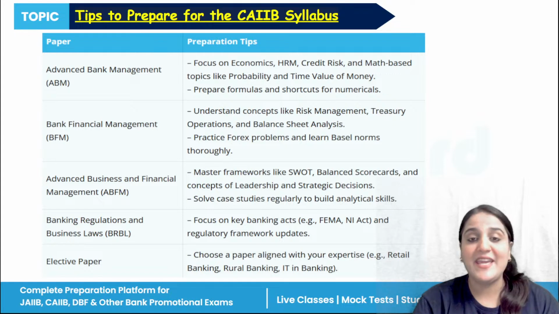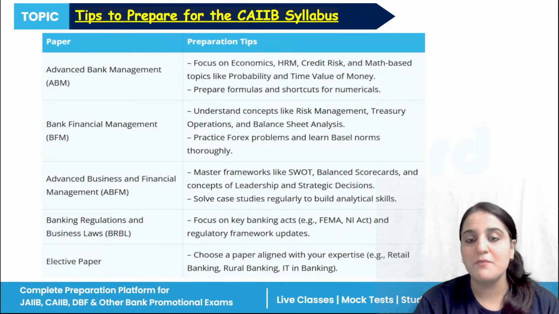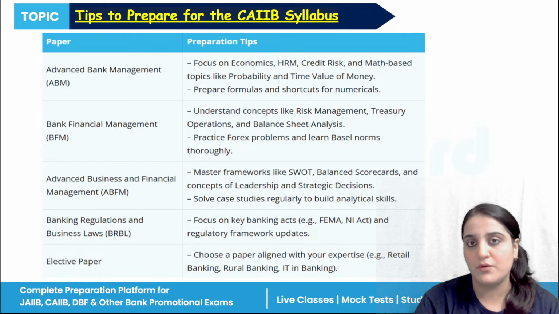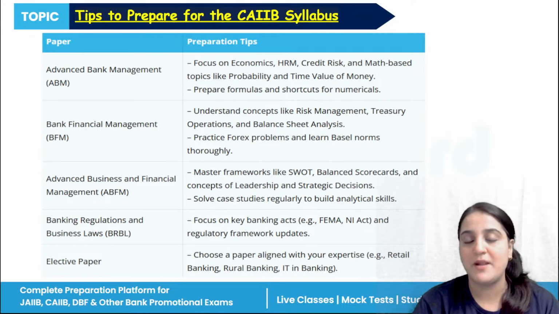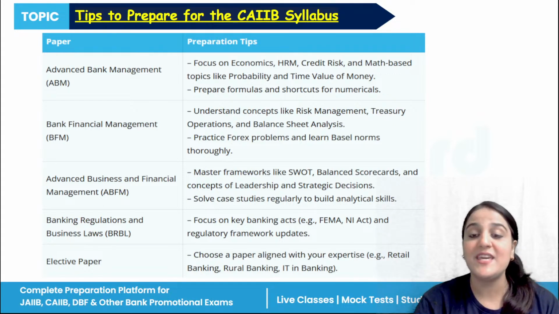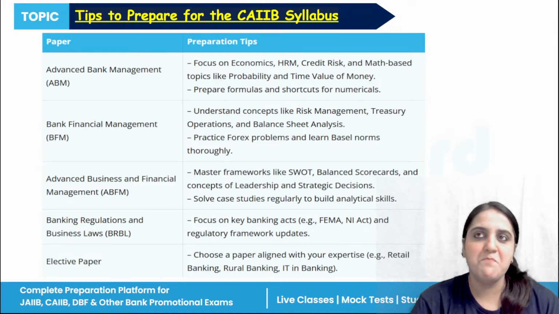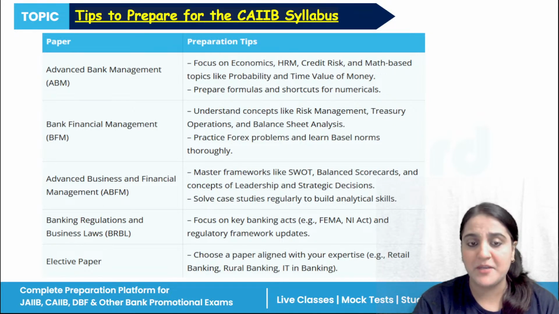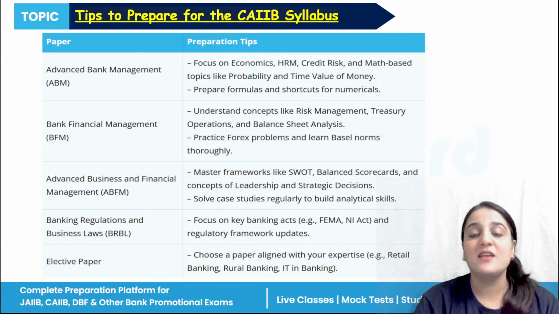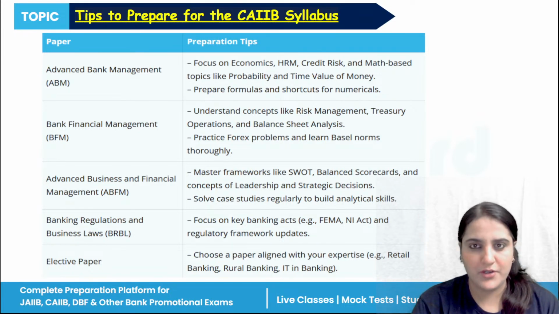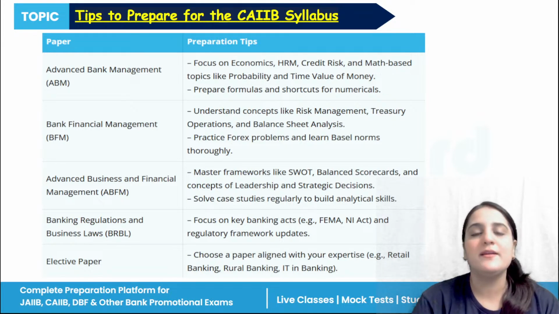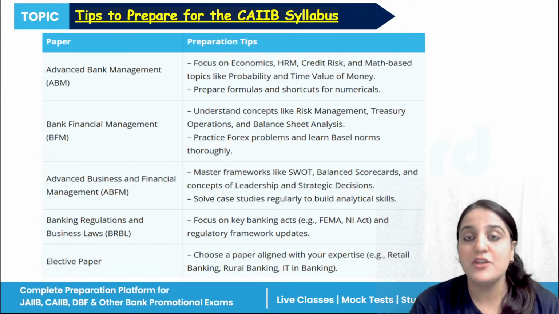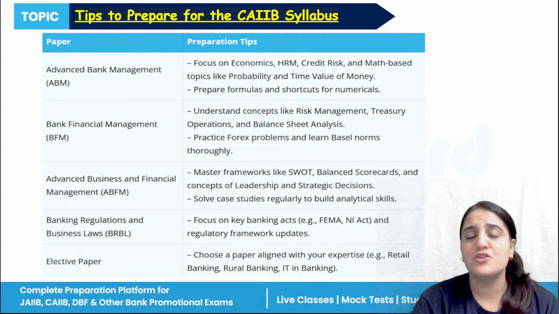If I talk about ABFM, Advanced Business and Financial Management, it deals with SWOT, a popular technique in management, balanced scorecards, concepts of leadership, and some strategic decisions. You also have to solve case studies, which are very important nowadays in examinations. BRBL is focusing on all the banking acts and regulatory framework updates. The elective paper is related to your choice and your expertise: IT, risk management, central banking, rural banking, HRM.